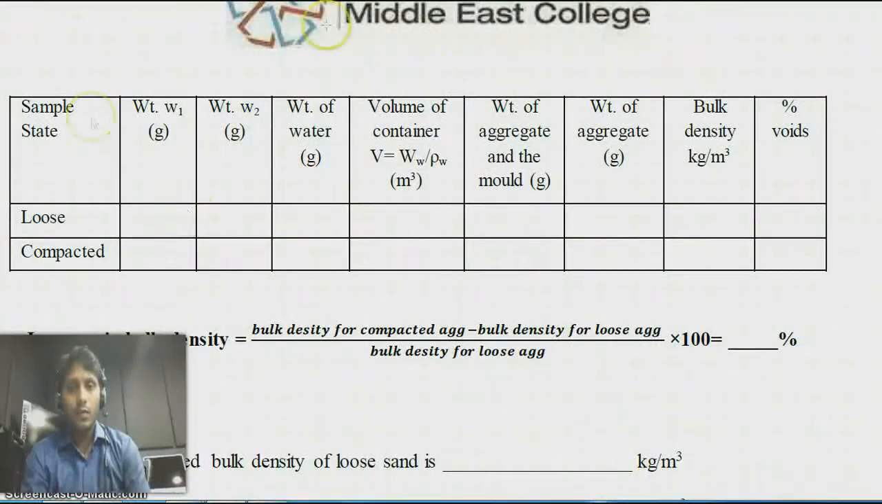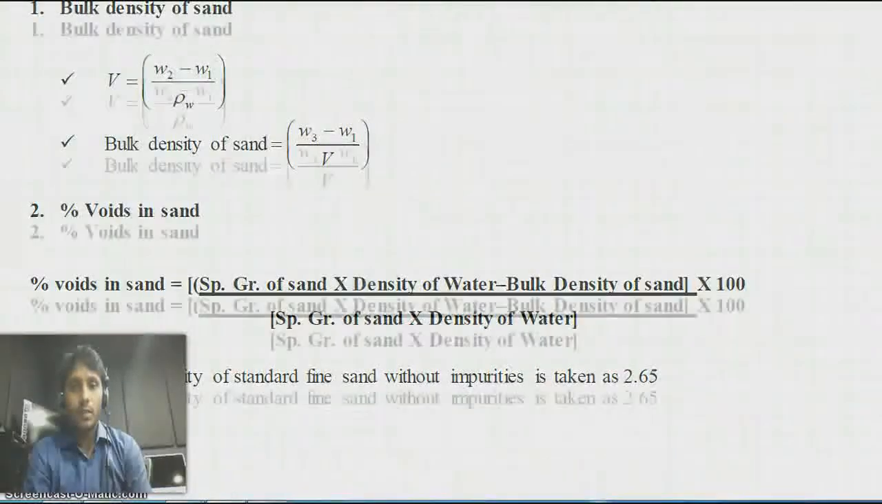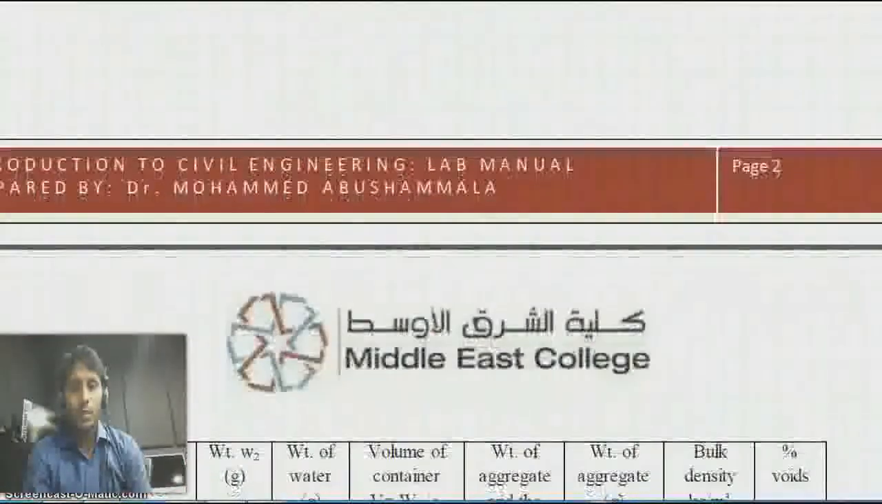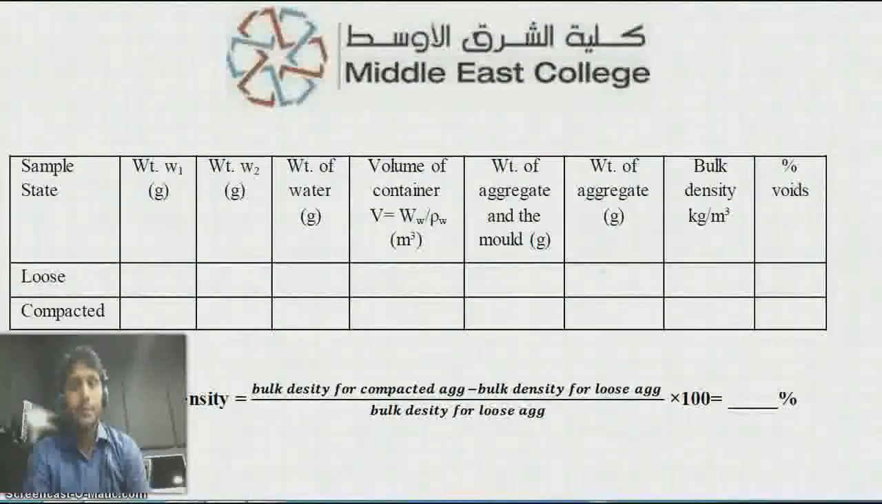See, this is the tabular form which we are going to do. We'll take the sample state. We are doing for two types of soils: loose sand and compacted sand. You just write down W1 in grams, W2 in grams, weight of water in grams. Weight of water, you will get it as W2 minus W1, which is mentioned in the procedure.